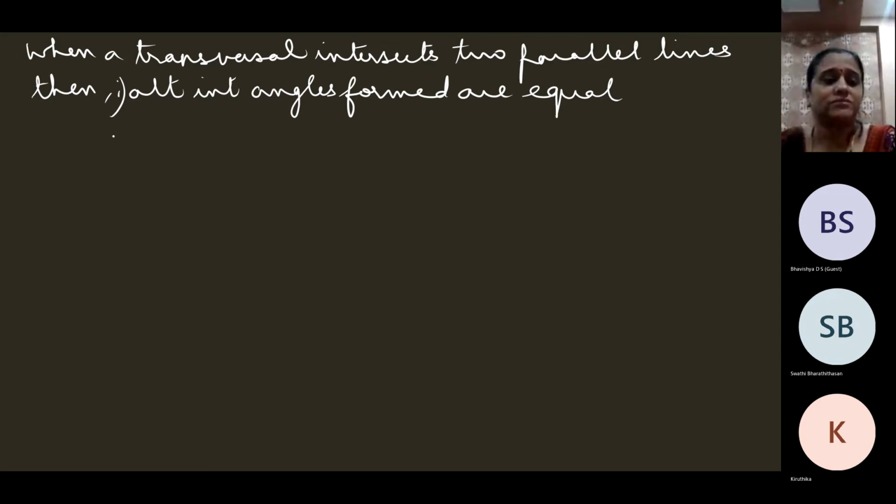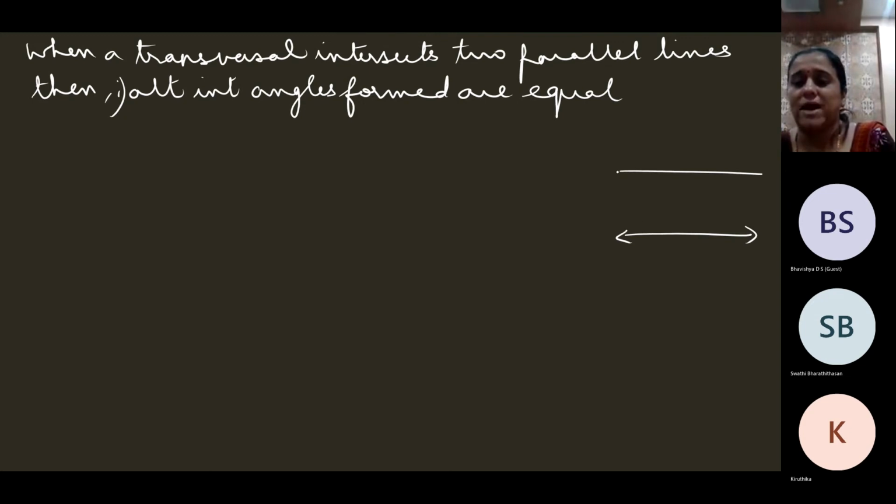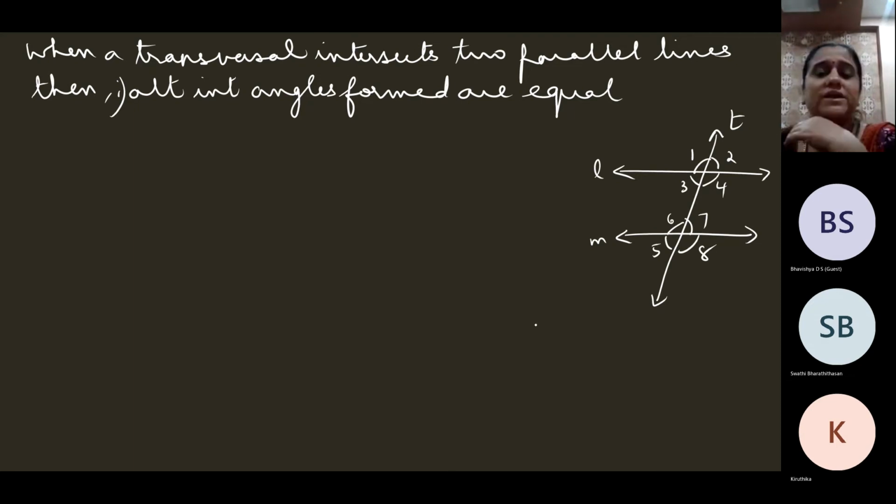Then, let me draw the figure here. Let's take a small figure. Two parallel lines, L and M, are intersected by a transversal T. So these are the angles, say like 1, 2, 3, 4, 5, 6, 7, and 8. Now, alternate interior.